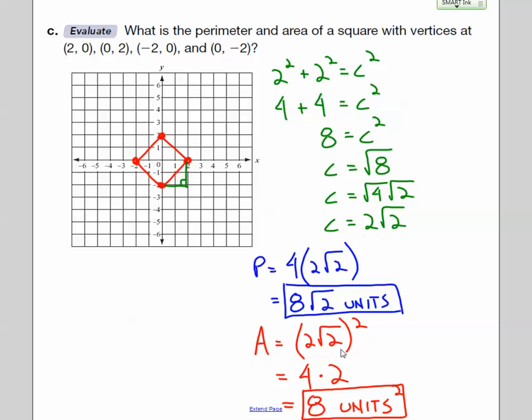Square root of 2 squared is 2. Square root of 2 times the square root of 2 is 2. And then we'll just simplify that by doing 4 times 2 is 8. So 2 times 2 is 4. Square root of 2 times square root of 2 is 2. 4 times 2 is 8. So the area is 8 square units. Again, rewatch if needed.